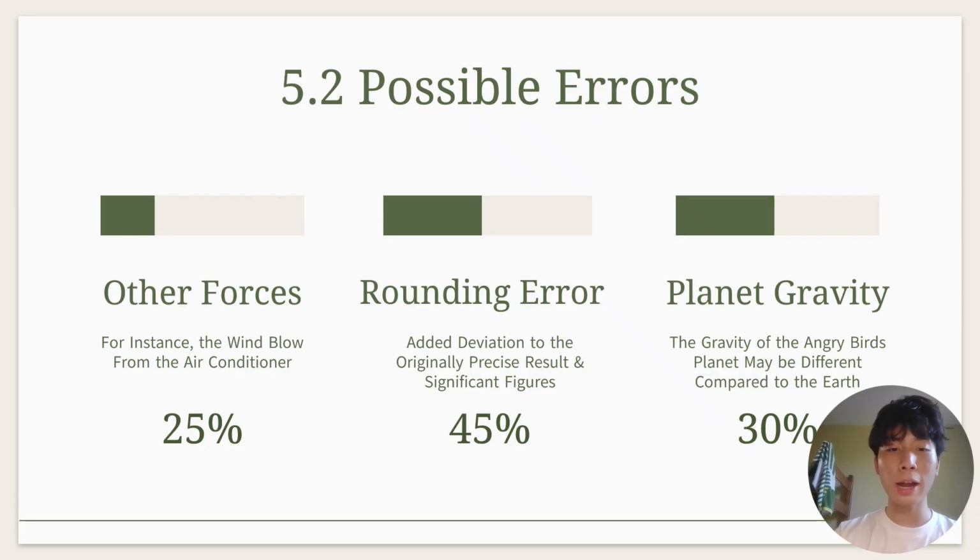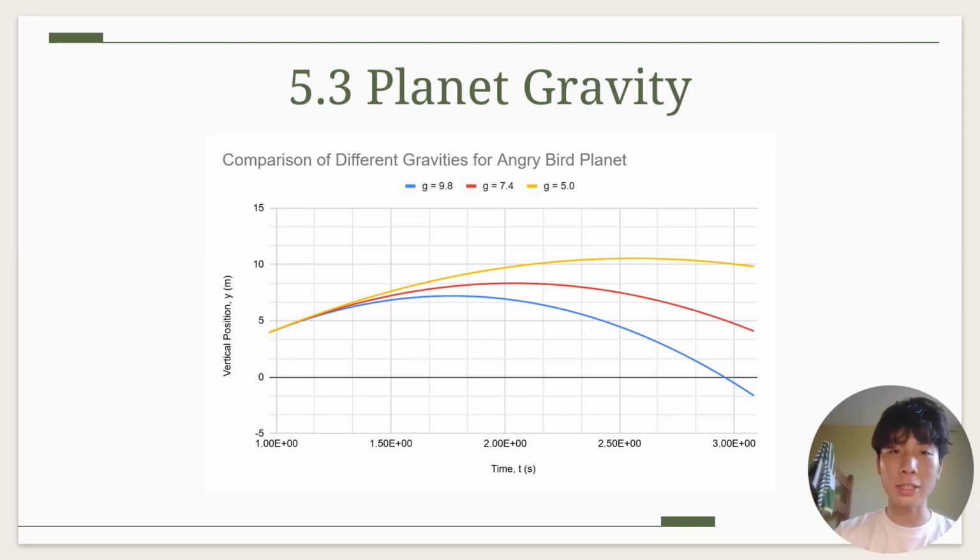The possible errors include other forces like wind blow, and also other drag force. The rounding errors can also cause calculation mistakes, because we use 2 decimal places, so it can cause a bit of difference. And lastly is the planet gravity, because the gravity of the Angry Bird planet is different from Earth, so we cannot use 9.8. Now we're going to discuss some further questions.